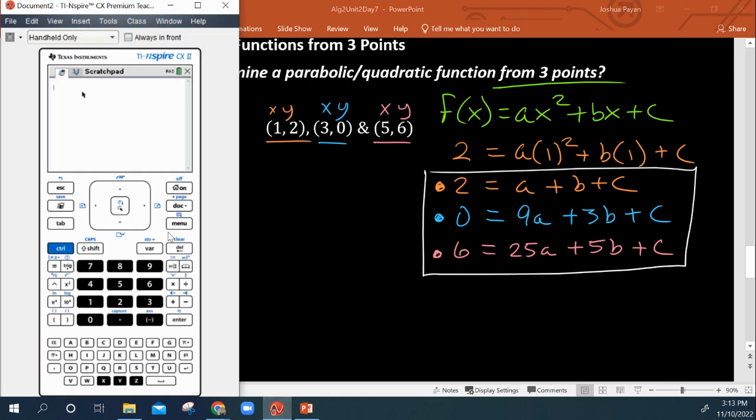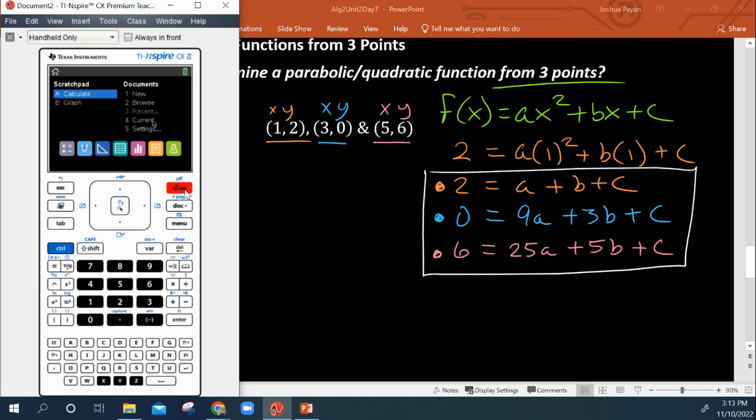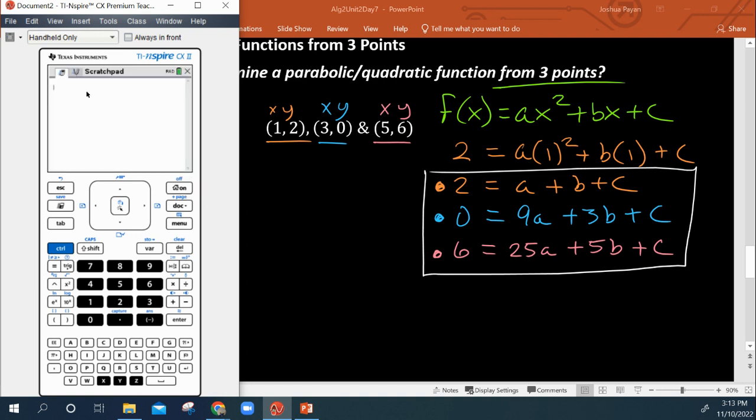Now if we're on the home screen, obviously we want to just calculate. We can do this in the scratch pad. We don't have to create a document or anything. I'm just going to go to menu, go to algebra, and then go to solve linear system. Then there's 3 equations, so I'm going to enter 3 for 3 equations.